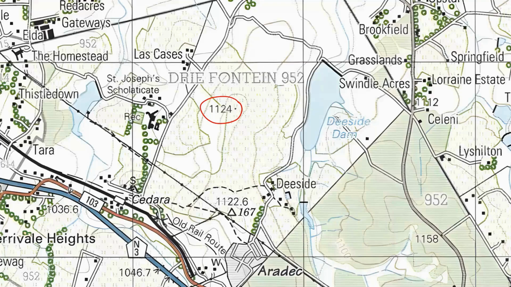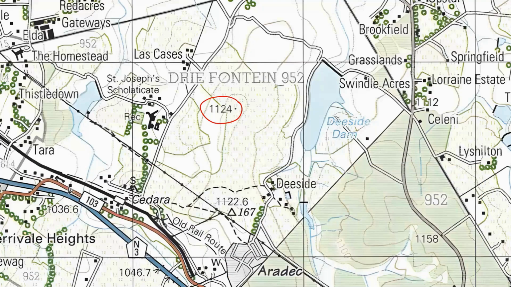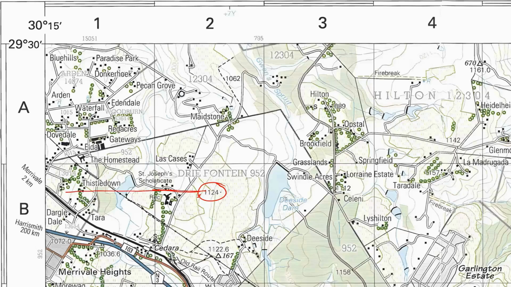Now, let's read the question. Determine the coordinates of spot height 1124. The first thing we need to do is identify what we already know. Let's start with the latitude. We can see that the spot height is just below the latitude line, 29 degrees, 31 minutes south. So we can already write 29 degrees, 31 minutes south. At this stage, we only have the degrees and the minutes. We'll calculate the seconds in a moment.